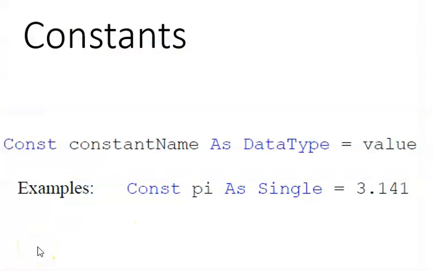VBA will override variables if a new value is assigned to the variable name. If you want to keep a value constant to prevent accidentally overwriting the value in your code, declare the variable as a constant. And here is the syntax for declaring a variable as a constant. So constant name as data type equals sign the value. Here's an example, const pi as single equals sign 3.141.